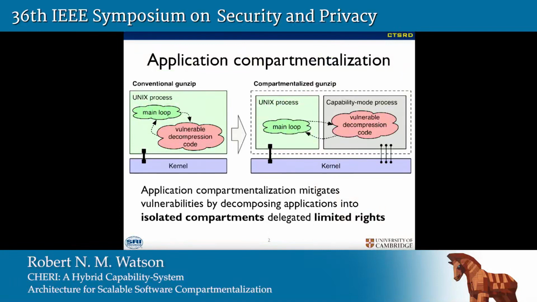But to do that, I first need to tell you, or perhaps remind you, about what compartmentalization is and why we do it. So software compartmentalization is a mitigation technique by which we decompose software into isolated components, and we delegate to each of those components only the rights they require to operate, so motivated by the principle of least privilege. The idea there is that when there is a vulnerability in one of these components, the attacker is going to gain some privileges in the system, but not all privileges. And this is a widely deployed software technique in practice, although perhaps not as widely as we might like.